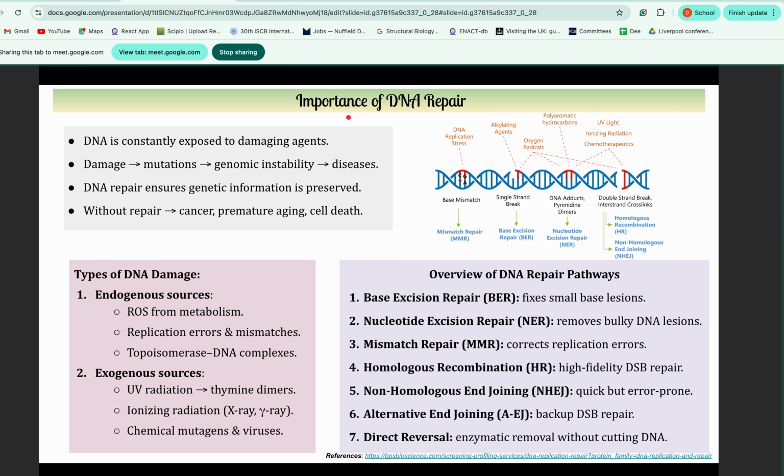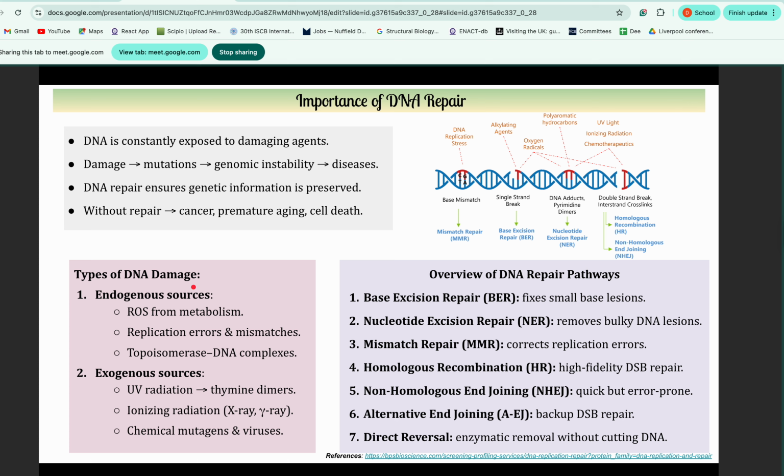So in that we looked into the DNA repair and how the DNA get damaged. We looked that DNA is constantly exposed to different damaging agents, which could either be exogenous or endogenous, and this damage further leads to mutations, and these mutations ultimately leads to genomic instability and which cause different diseases. And if this DNA is not repaired, then your cell will ultimately lead to cell death. So that's why we need repair mechanisms which ensure that this genetic information is preserved and your cell does not die. Without repair, there are chances that you can get cancer, premature aging, or cell death.